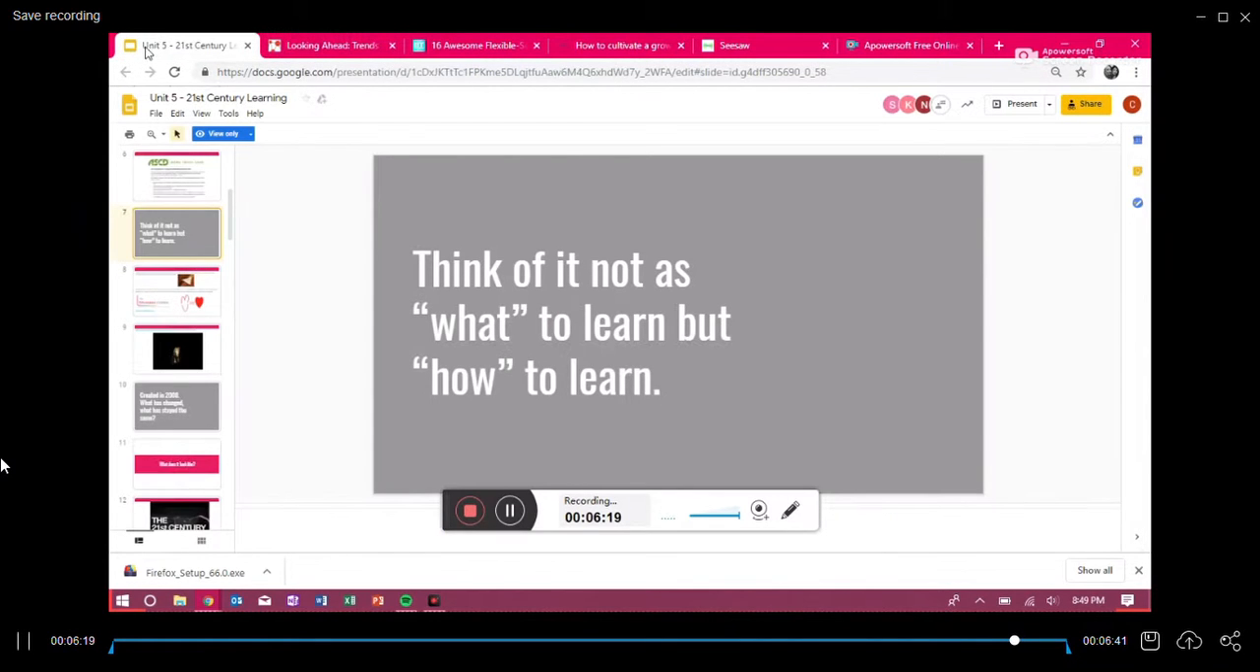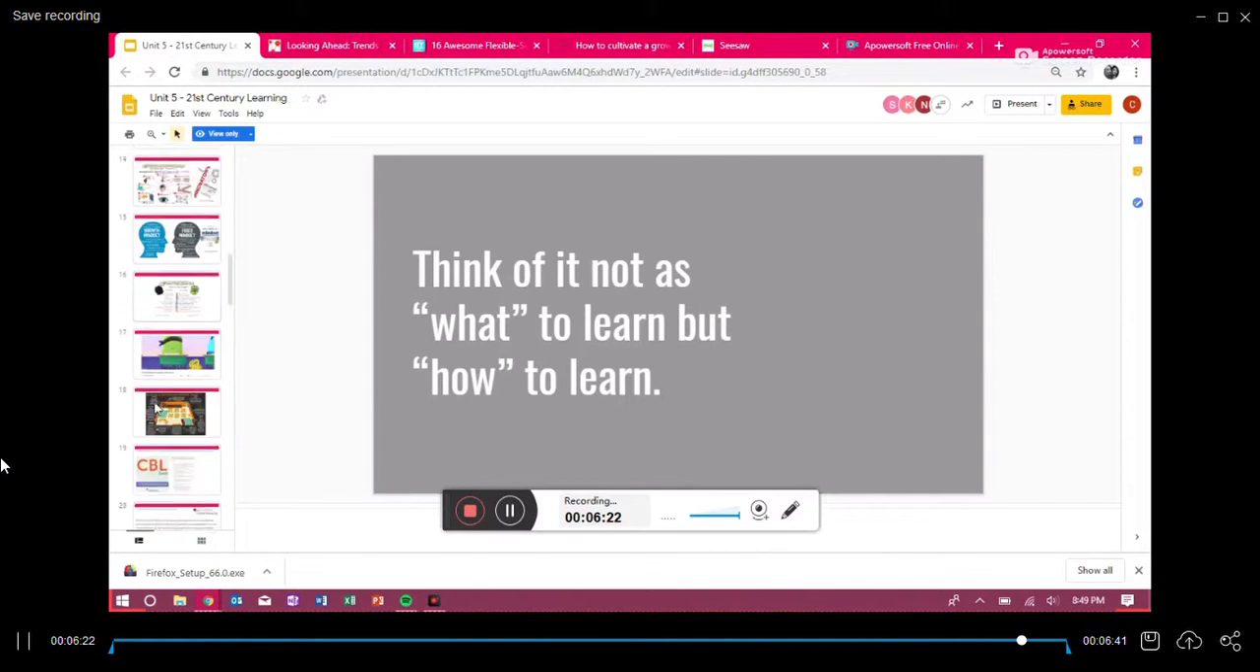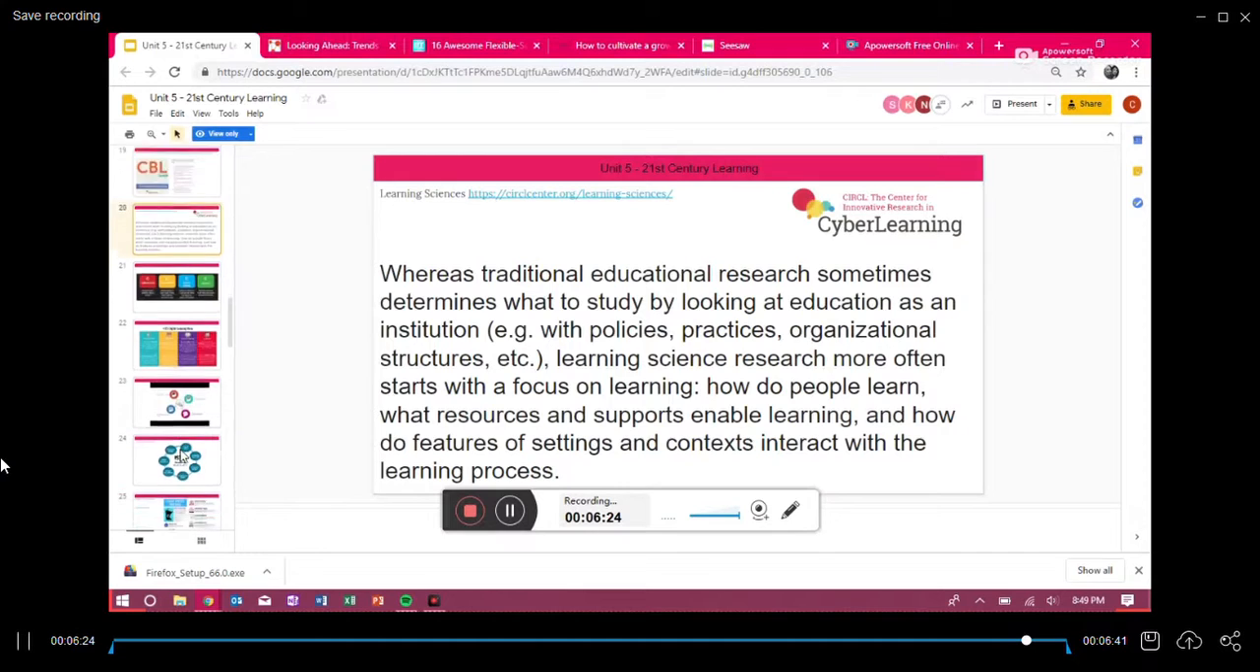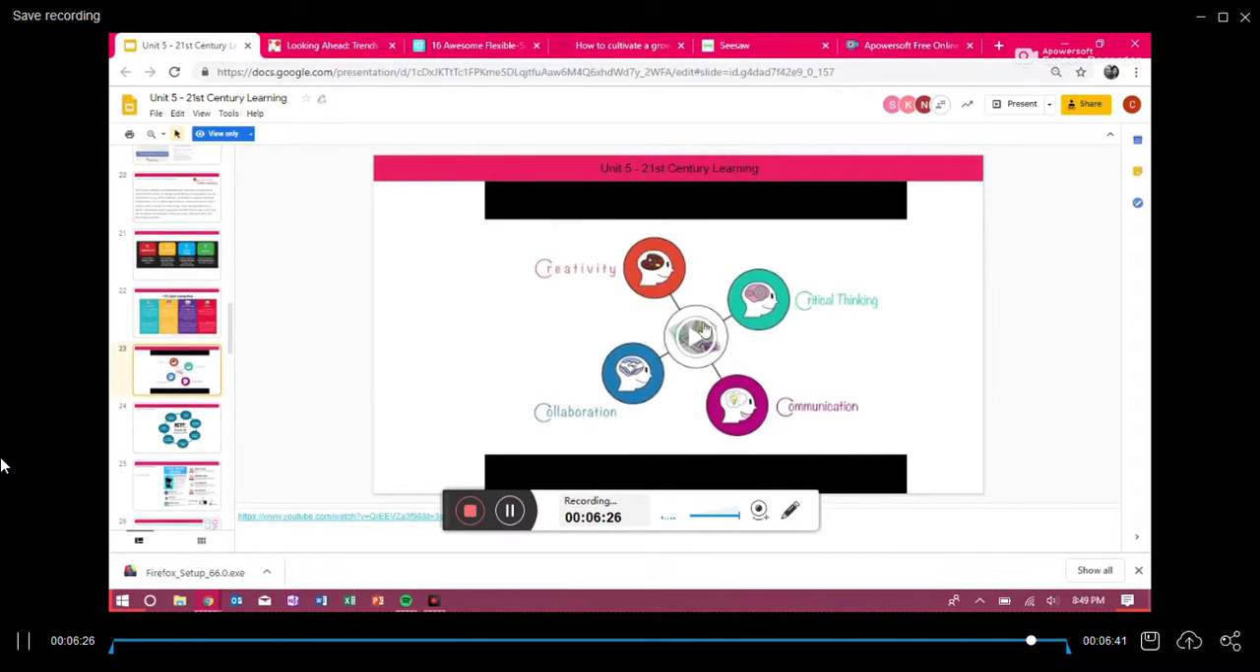So I think that 21st century learning is really important to make sure we're aware of everything that it incorporates: creativity, critical thinking, collaboration, communication. It's a lot more interactive than the traditional classroom used to be, and I think that's something very important that we need to focus on.